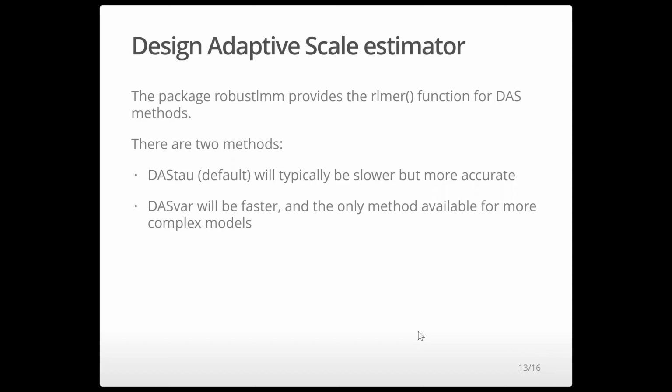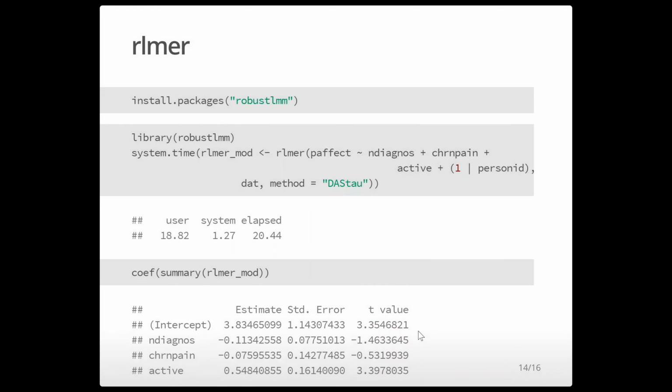The other approach is the design adaptive scale estimator, and this is provided by the robustlmm package and the rlmer function. There are two methods available for design adaptive scale. They're called DAStau, which is the default, and according to the help page, this will typically be slower but a bit more accurate. And then there's DASvar, which will typically be faster, and it will also be the only method available for more complex models. Interestingly, when I ran both of these, I got a faster output from DAStau, so I'm not quite sure why that is. But again, this is just repeating what the help page for this function said.